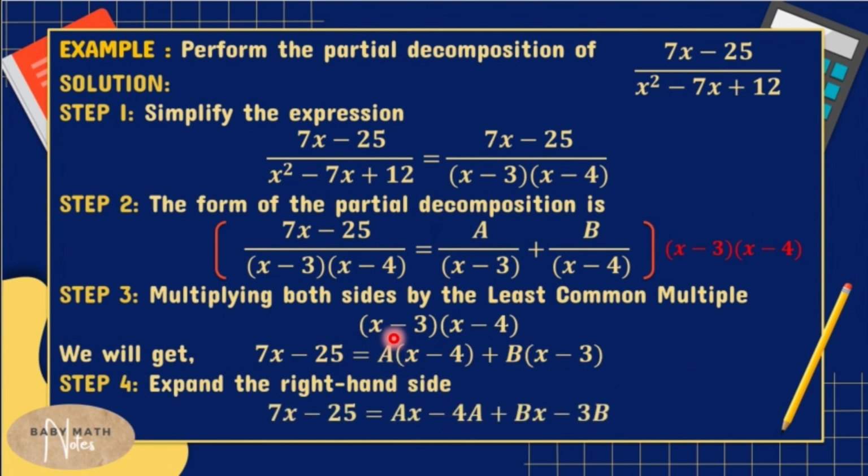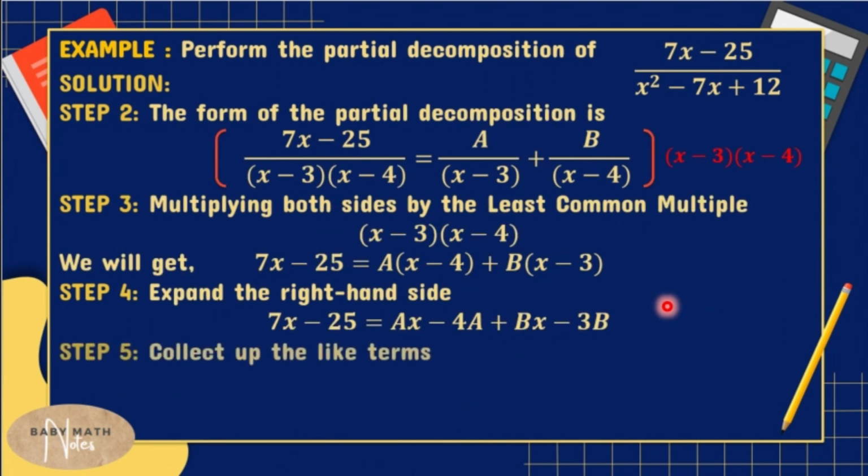So, here, i-distribute mo lang siya, distributive property. So, ax minus 4a plus bx minus 3b. Ayan, ito na siya. Then, step number 5, collect up the like terms. Ayan, igrupo mo. Ito, kung mapapansin mo, pareho siyang merong variable x. So, yun yung magkagrupo. Ayan, si A at saka si B. Ang common sa kanila ay yung x. And then, yung isa naman, negative 4a minus 3b.